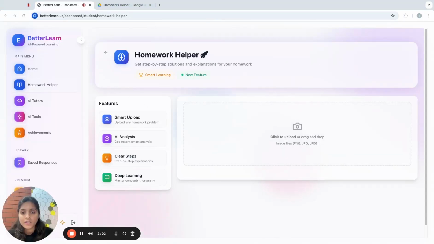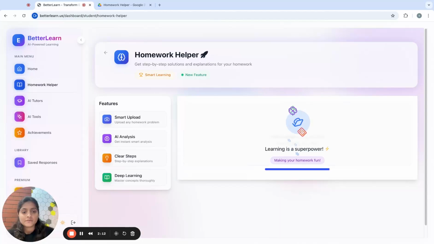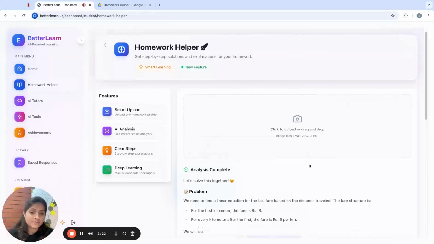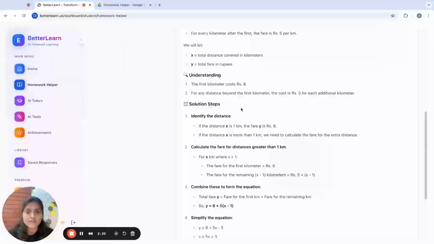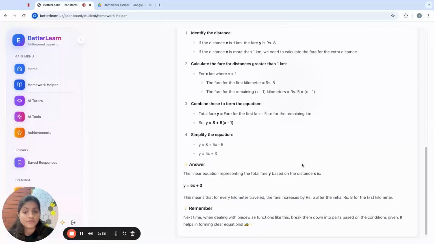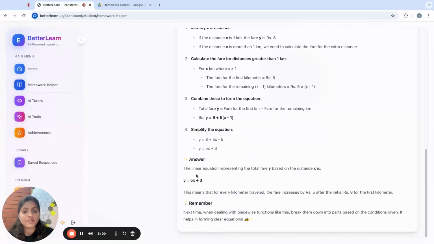So we just need to upload the question, and you can see that in a moment homework helper will provide a detailed step-by-step solution for you. So here you can see the steps. As you can see, it doesn't just give the final answer, but it explains each step clearly, making it easier to understand the logic behind the solution. This approach also helps you to solve similar problems like this. So this is the final answer of the question.